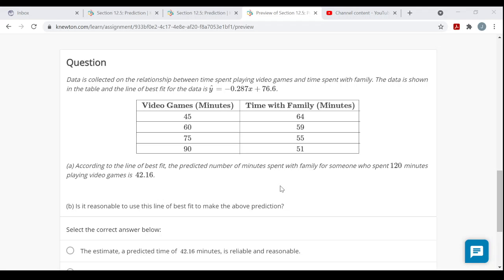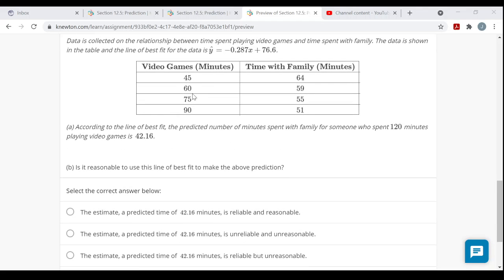And when you do extrapolation, you make extrapolated guesses. Those predictions are unreliable because they're not within the range of the observed data. So they're unreliable predictions, but they could be reasonable if they're within the realm of possibility. But they could also be unreasonable if the output is not within the realm of possibility. Now, think about this. People playing this amount of time on video games spend an average of 42.16 minutes with their families.